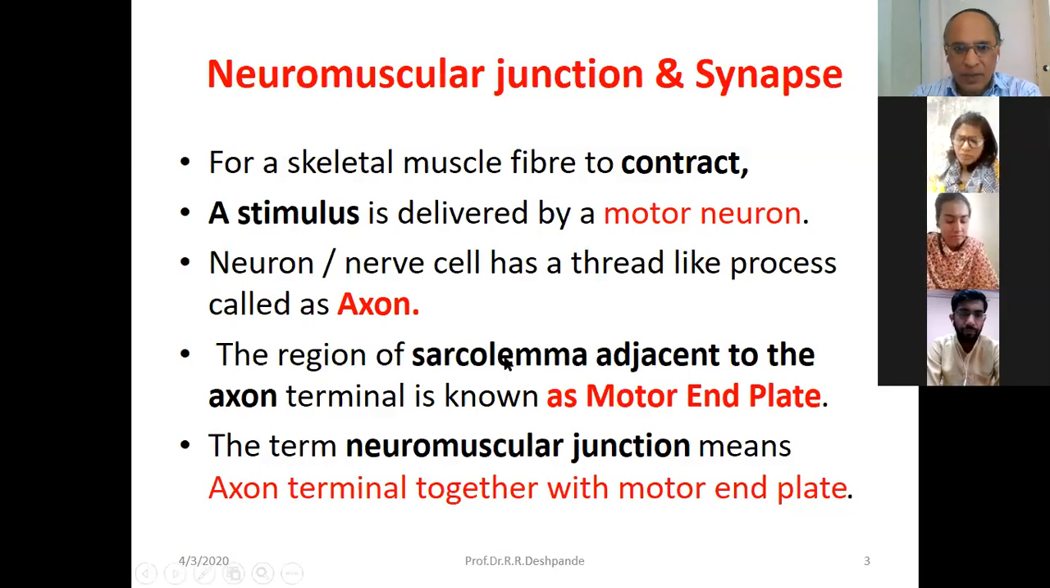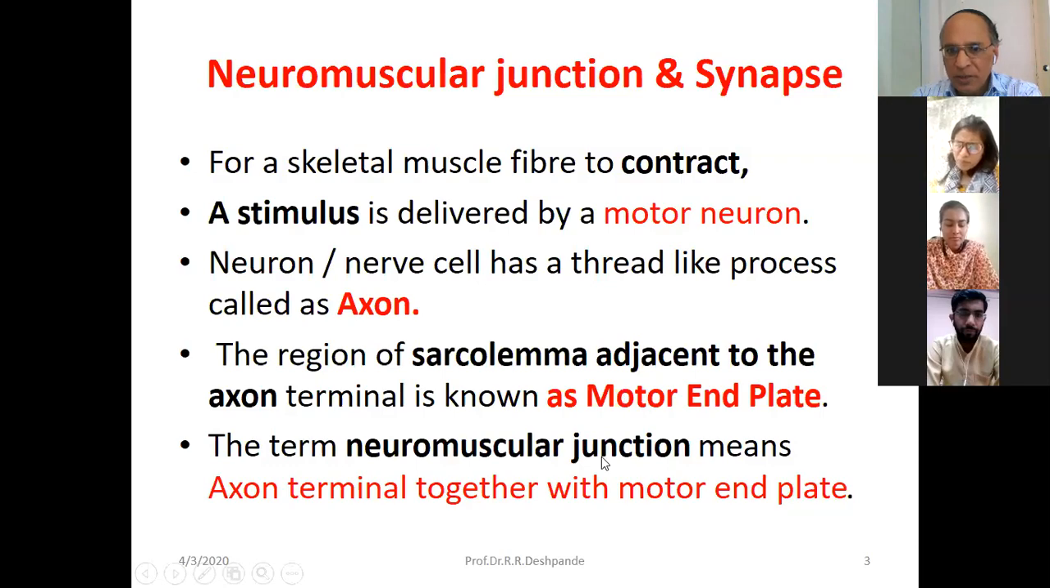Now, the sarcolemma adjacent to the axon, this is the motor fiber axon. Dendrites are sensory, axon is motor. So this part is called the motor end plate. Motor end, because that is the end part of that axon. And it is also called the neuromuscular junction.